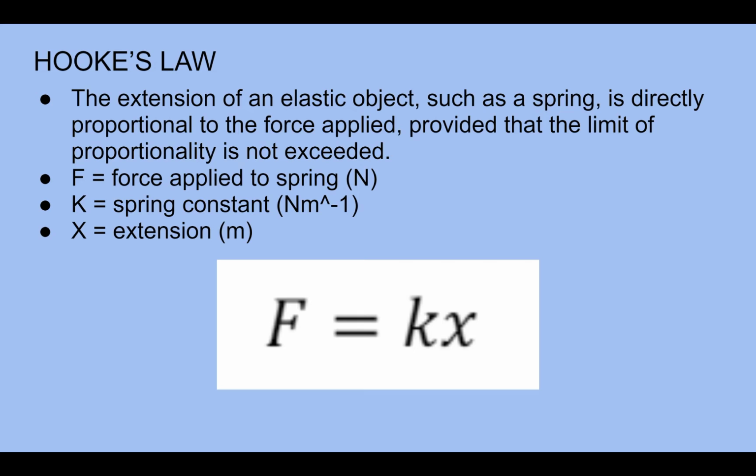Hooke's law is that the extension of an elastic object, such as a spring, is directly proportional to the force applied, provided that the limit of proportionality is not exceeded. So the units for this equation: F is the force applied to a spring in newtons, k is the spring constant, and x is the extension in meters.